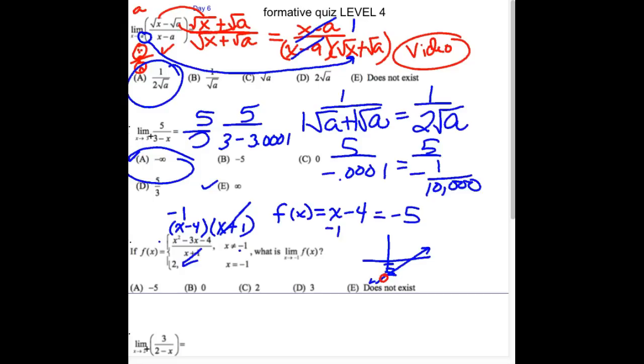And this is just saying, you know what? You have a dot at negative 1, 2. But the limit is still negative 5. And most kids would pick this. The limit isn't where the dot is. The limit is where you are.